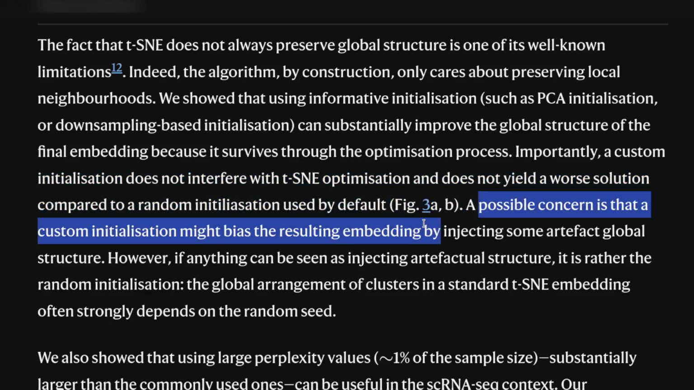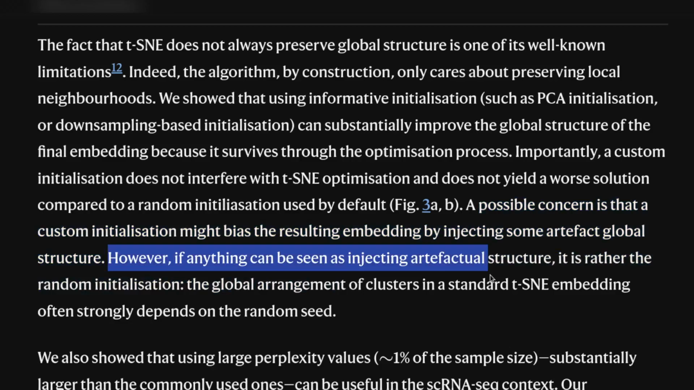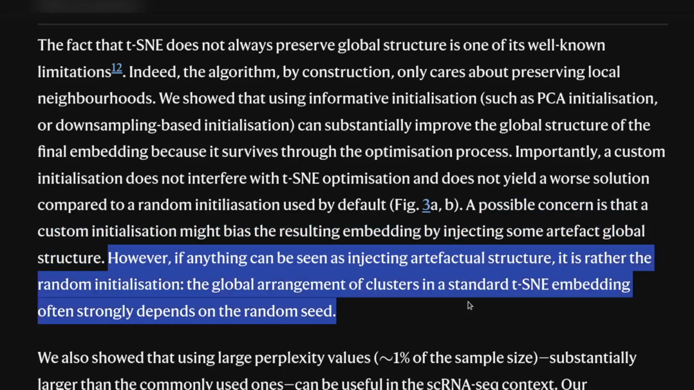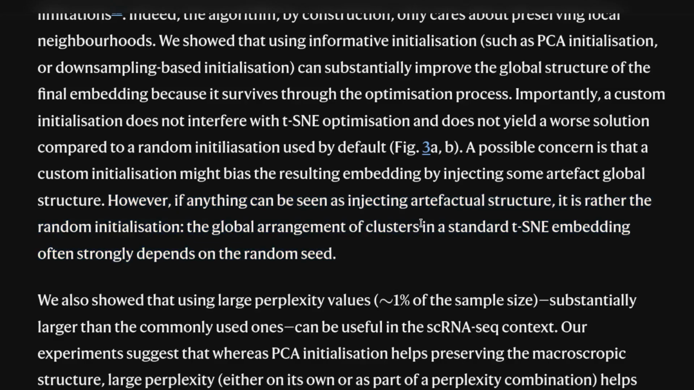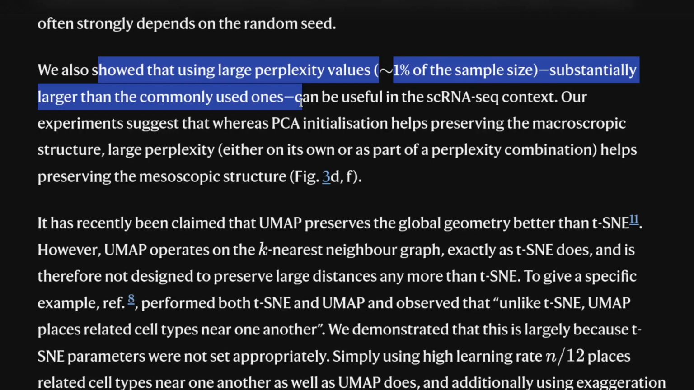Figure 3A, B. A possible concern is that a custom initialization might bias the resulting embedding by injecting some artifact global structure. However, if anything can be seen as injecting artifactual structure, it is rather the random initialization. The global arrangement of clusters in a standard t-SNE embedding often strongly depends on the random seed. We also showed that using large perplexity values, 1% of the sample size, substantially larger than the commonly used ones, can be useful in the t-SNE context.